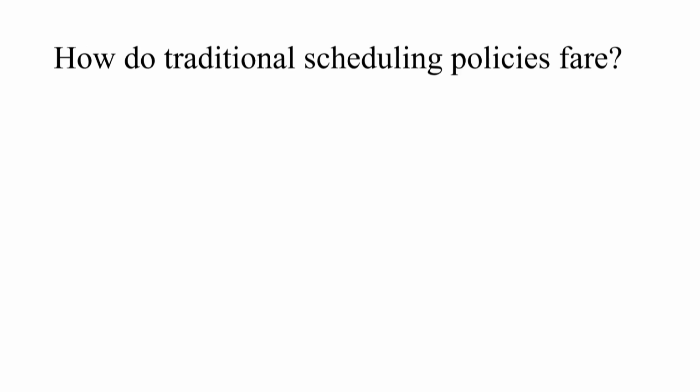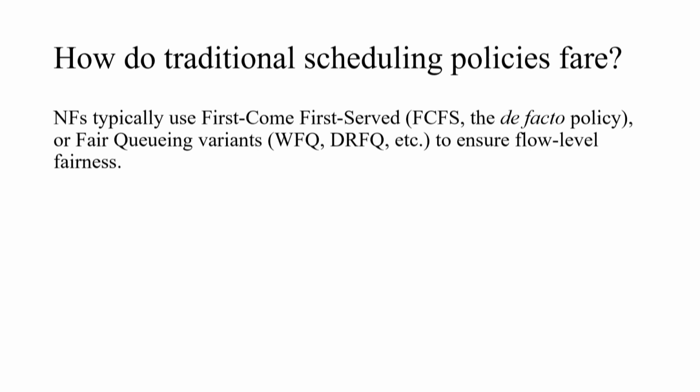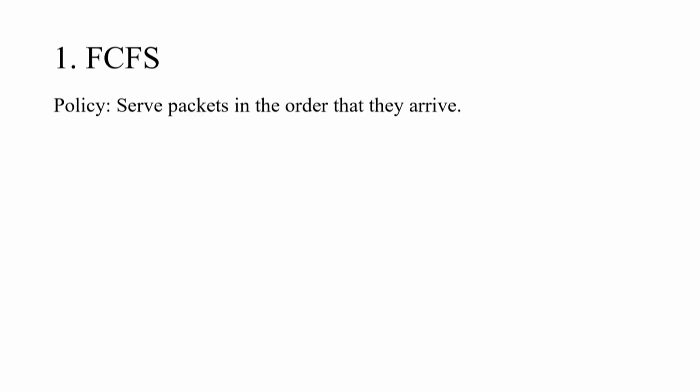Let's first take a look at two existing policies. NFs typically use first come, first serve as the de facto scheduling policy, or some fair queuing variants, such as weighted fair queuing or DRFQ, in order to ensure flow-level fairness. So how do these fare in an adversarial setting? Let's first take a look at FCFS. The policy is simple. We're going to serve packets in the order in which they appear on the ingress link.